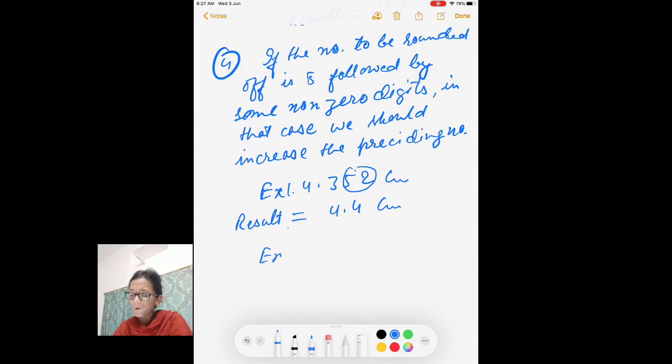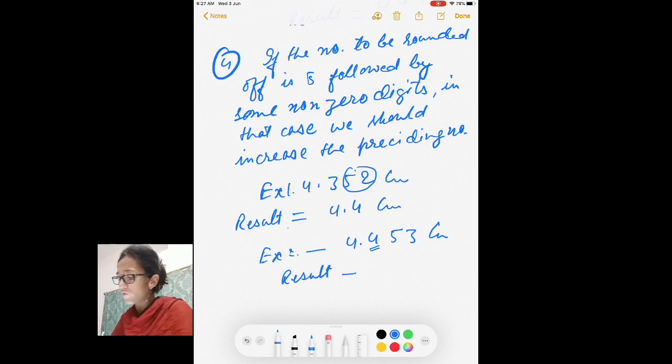Example 1, example 2, let me take another example, 4.453 centimeter. Here it is an even number, but still this 5 is not followed by 0, it is followed by some non-zero digits, so it is greater than 5. So in each and every case, we need to increase the preceding number by 1. So the result is 4.5.